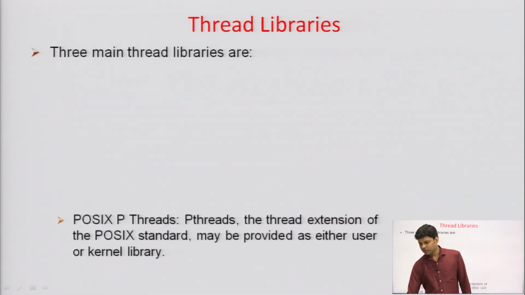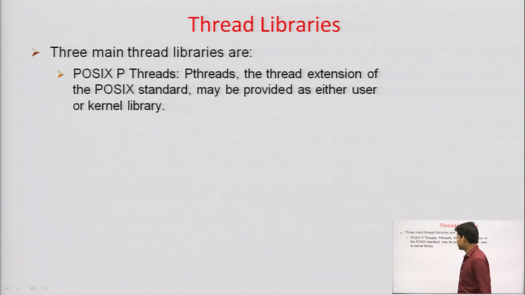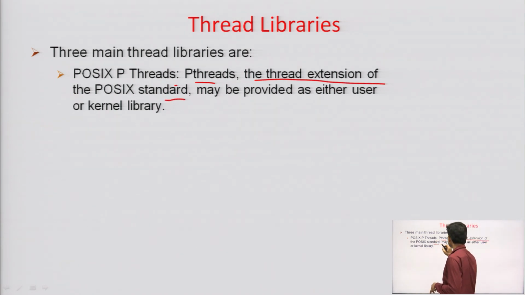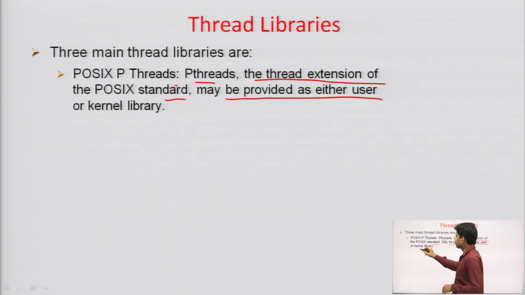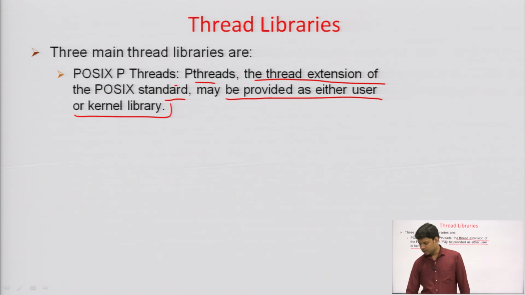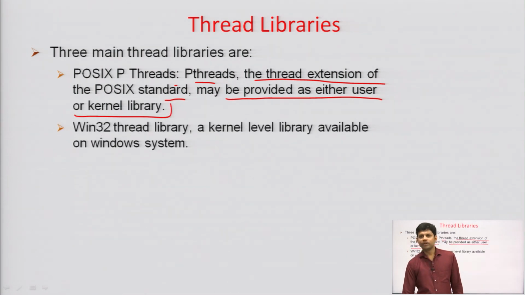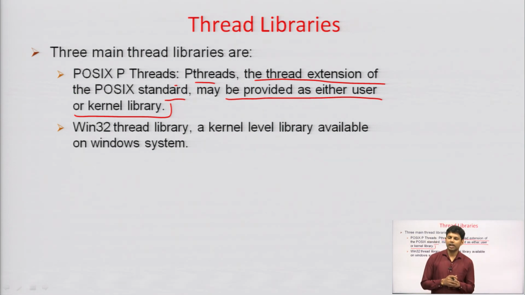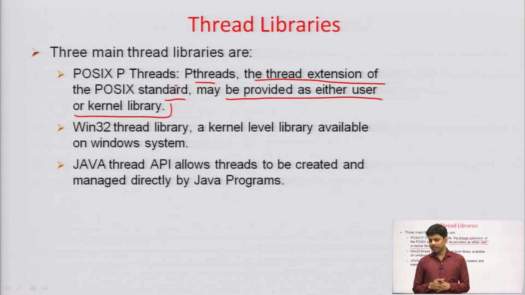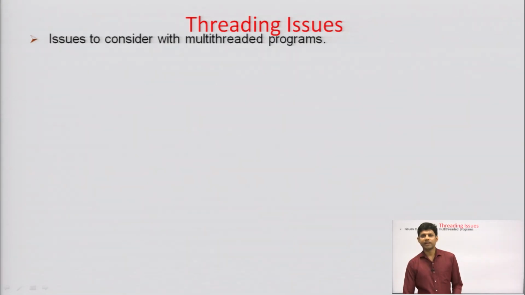So the different types of APIs are, as I hope you have already seen when we were discussing APIs, POSIX Pthreads. Pthreads, an extension of the POSIX standard, may be provided as either a user or kernel library. Another is Win32 thread, a kernel level library available on Windows systems. And the last one is the Java thread API, which allows threads to be created and managed directly by the Java program. Now the last topic is threading issues.